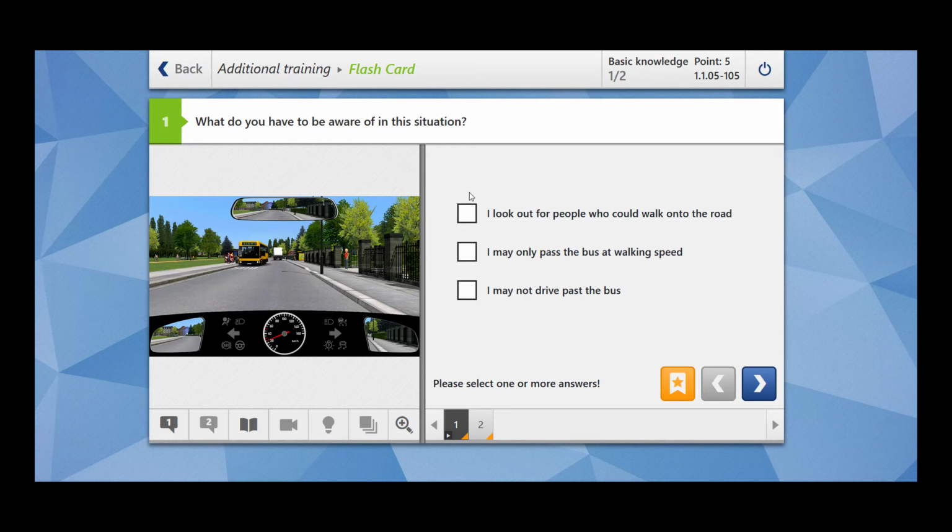So what you have to be aware of? I look out for people who could walk onto the road. So you have to take care of the people who are walking onto the road, who want to catch the bus or who are just coming out of the bus. I may only pass the bus at walking speed.